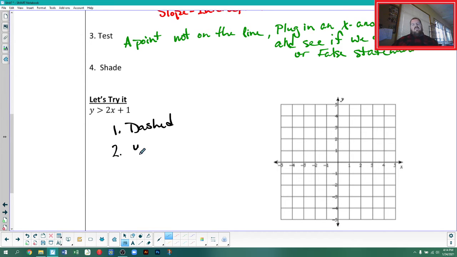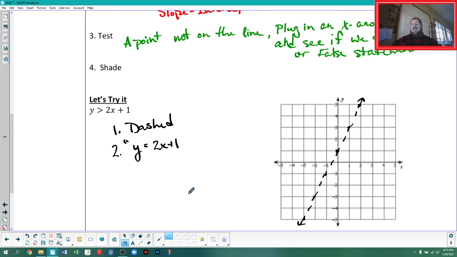2, graph the line. I'm thinking about y equals 2x plus 1. And that's in slope-intercept form. So I'm going to 1 and going up 2 and over 1. Up 2 over 1. I'll even go the other way because I'm going to have to freehand this in order to make it a dashed line. Okay, so dashing that line. And so this is my step 2, graphing the line. And I've got it on there.